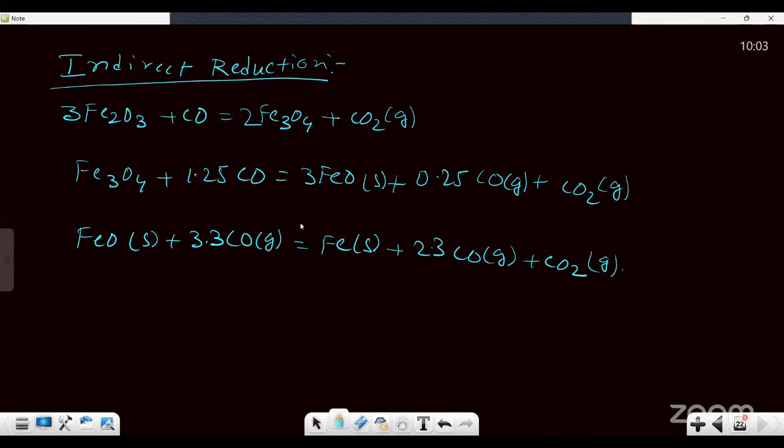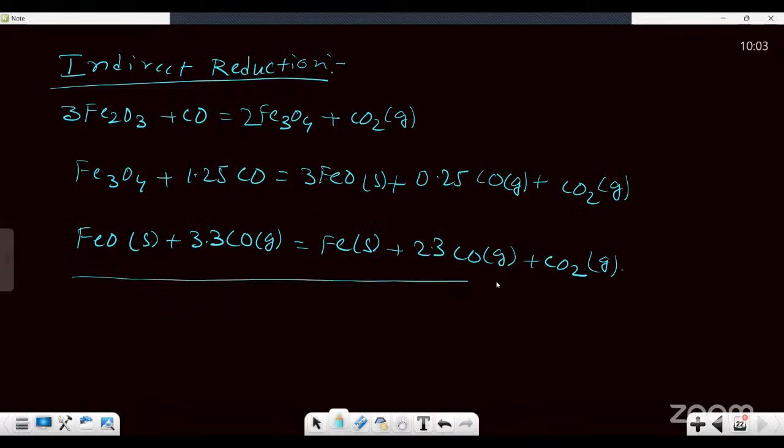So these are all my indirect reduction reactions. I have just balanced them. Now in the upper part of the blast furnace, where the temperature is less than 900 degrees Celsius, in situ CO generation by carbon gasification is not possible. So what happens? Ore reduction is sustained by CO generated at the lower part of the blast furnace.